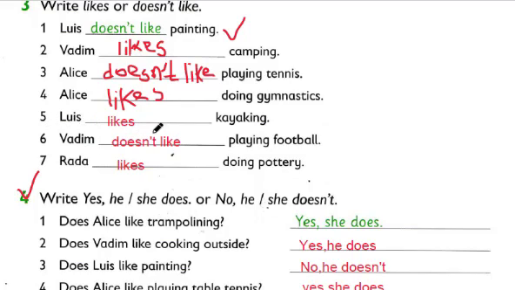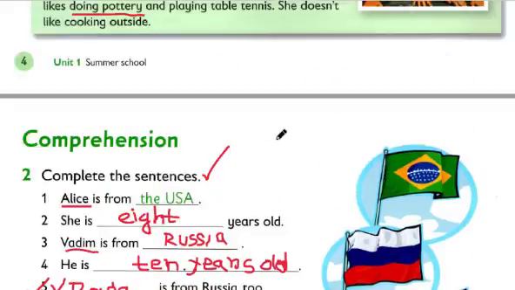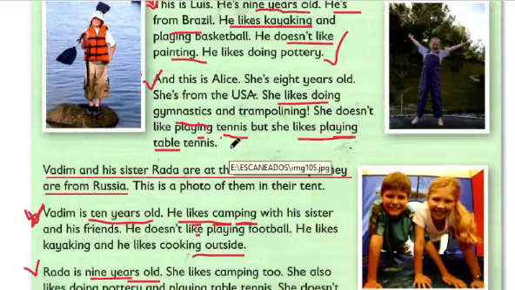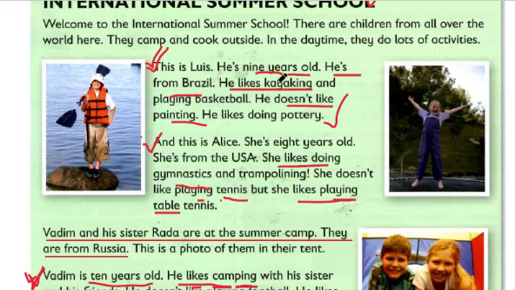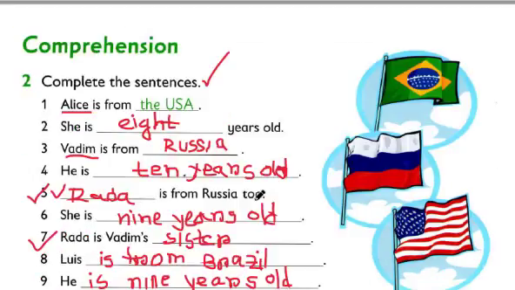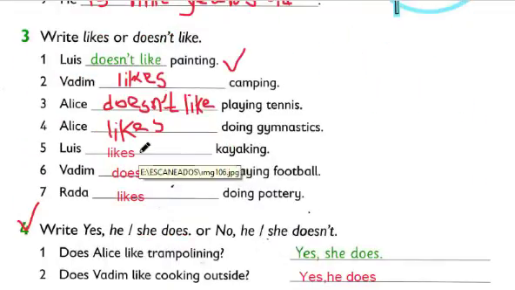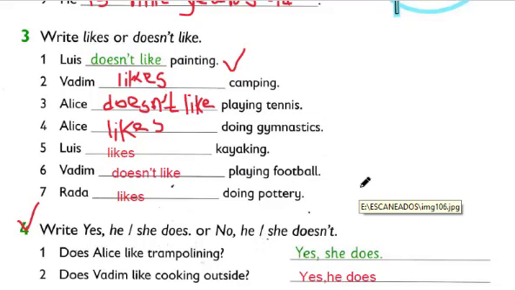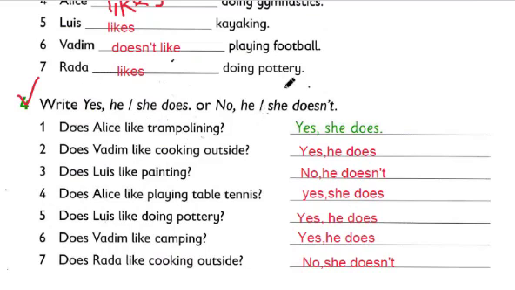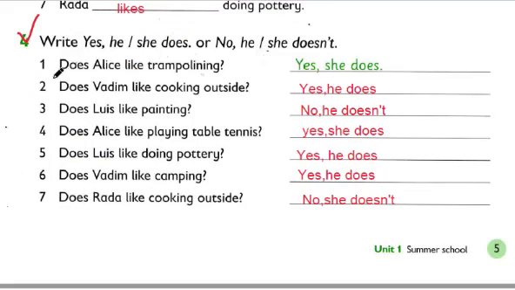Question number five. Does Louis like or not like kayaking? You have to check the paragraph of Louis. Louis likes kayaking. So we write here, Louis likes kayaking. Vadim doesn't like playing football. Rather, he likes doing pottery. Write yes, he or she does, or no, he or she does not.